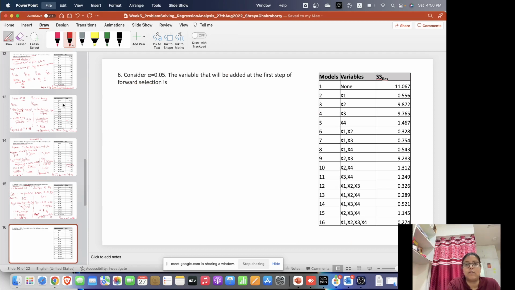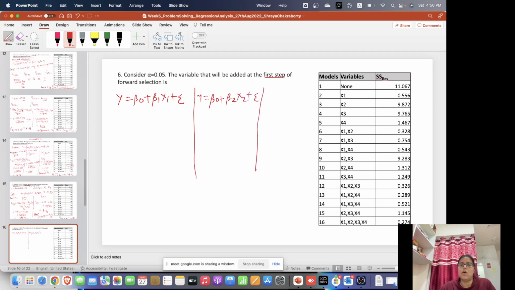Now I'll have some on forward selection. So here again they are saying which variable will be added at the first step of forward selection. Firstly we have nothing, we have to fit y equal to beta naught plus beta 1 x1 plus epsilon, or beta naught plus beta 2 x2 plus epsilon, or y equal to beta naught plus beta 3 x3 plus epsilon. Okay, so this points down to a simple linear regression problem.